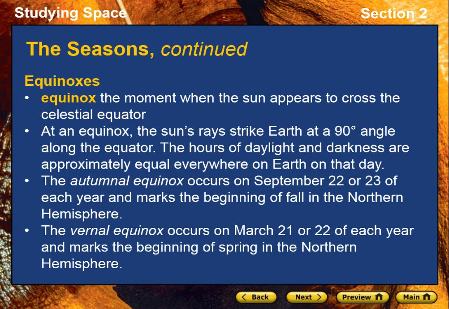The autumnal equinox occurs on September 22nd or 23rd of each year, and it marks the beginning of fall in the Northern Hemisphere. The vernal equinox occurs on March 21st or 22nd of each year and marks the beginning of spring in the Northern Hemisphere.